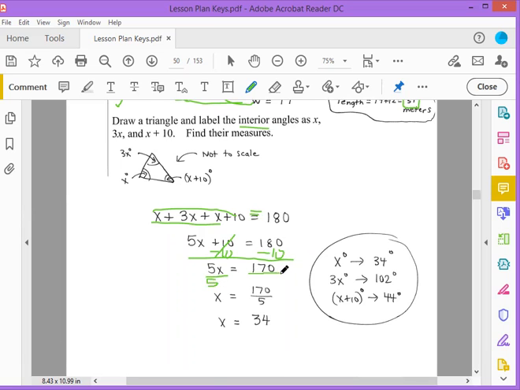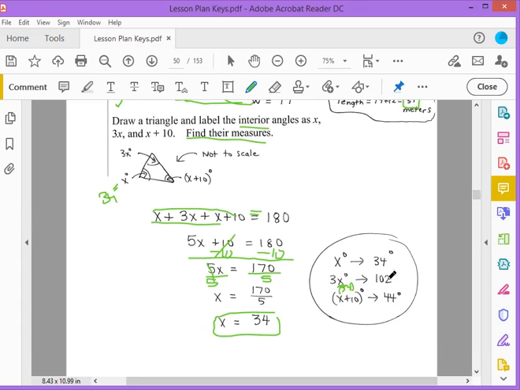We'll divide both sides of the equation by 5. We'll get x equals 34. Now this is just one of our angles. You're asked to find all of the measures. So that angle with x is 34. To get the other two angles, we've got to substitute. So we have to multiply 3 times 34.